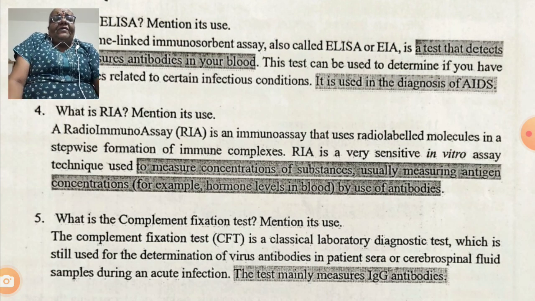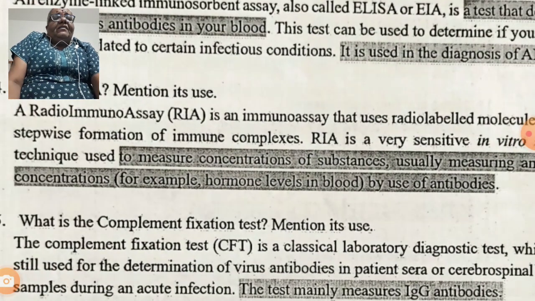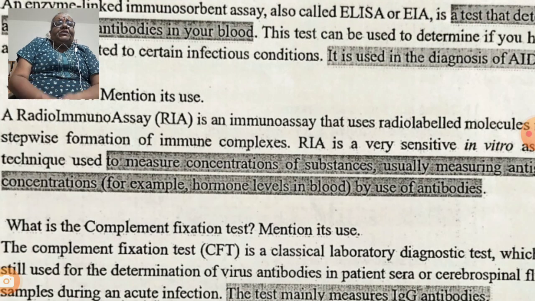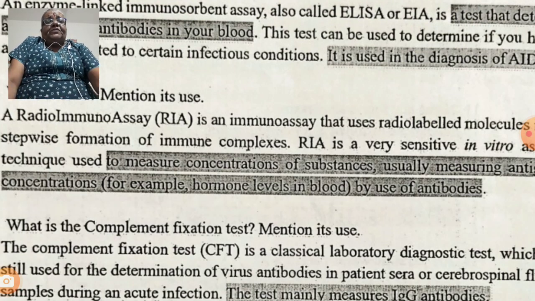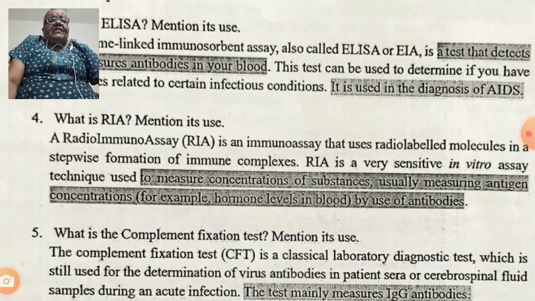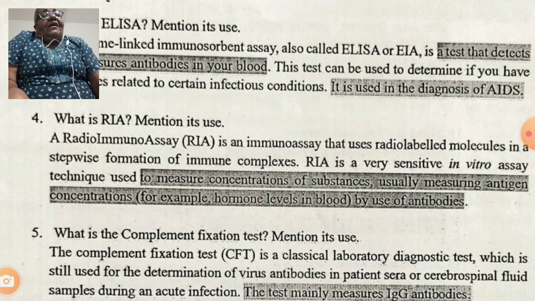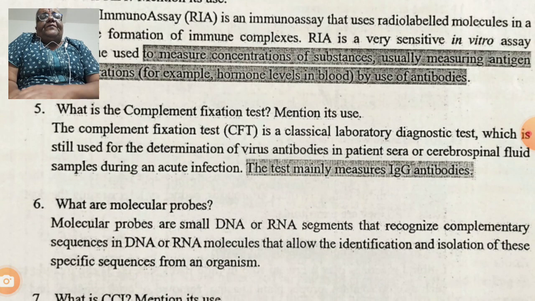This technique, how it works, it is used to measure concentration of substances, usually measuring the hormonal concentrations, and it makes use of antibodies to find out the antigen concentrations. This is how the technique works. And if this question is asked, what is RIA, and mention its use, this would be your answer and this should be fine for 2 marks. Then let us take up this complement fixation test, CFT.